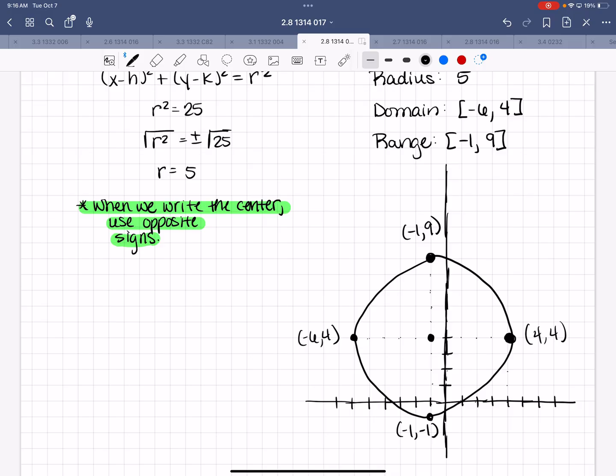And you have listed domain and range. All that's saying is we only see that circle. That circle's present between negative 6 and 4 on the x value, and then between negative 1 and 9 on the y value. Okay?